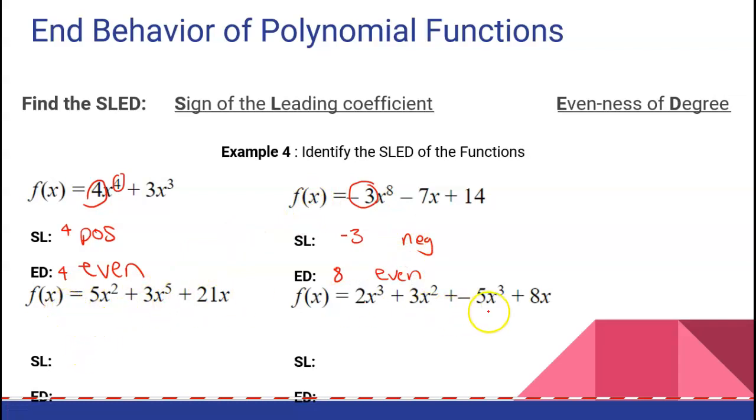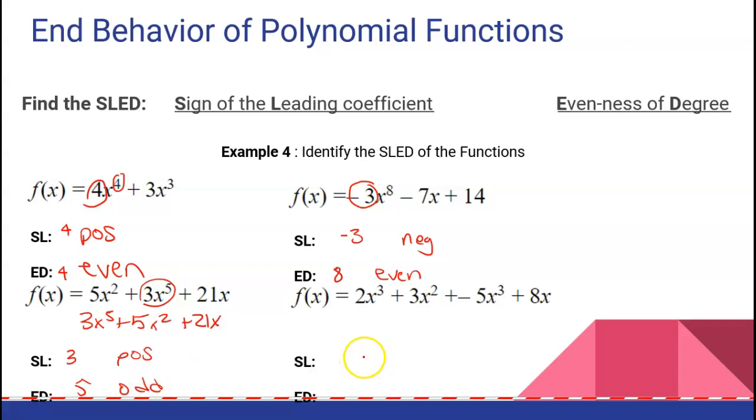Now in our next two, if you look at our functions, they are not in standard form, which means we do not know what our leading coefficient is just yet. If I rewrite them in standard form, which means that I'm writing them in descending order, starting with my highest degree, I can see that my sign of leading coefficient is 3, and that is positive. And my degree is 5, which is odd.